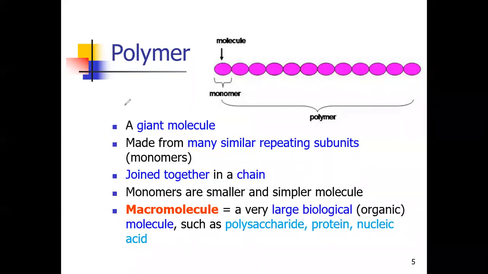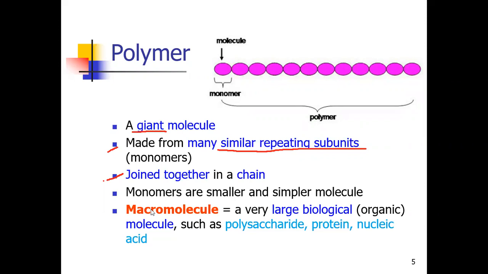Now, what about polymer? Polymer is a giant molecule. It is made up of many similar repeating subunits. So the monomers become similar repeating subunits. All of them are similar and they repeat themselves. Just like pearls, you string all the pearls together, so each of them is a pearl. So there are similar repeating units along the chain of the polymer. Monomers are joined together in a chain. Monomers are smaller and simpler molecules.